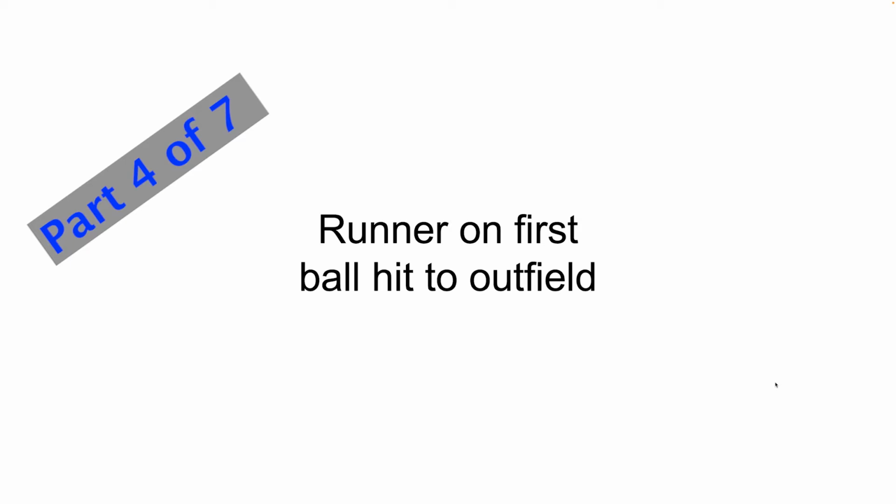So, runner on first with a ball to the outfield. Now we just covered all of the scenarios that happen when there's nobody on base. Now we're going to cover what happens when there's a runner on base. So we'll start again. We'll go through that whole scenario again, but this time with a runner on first.